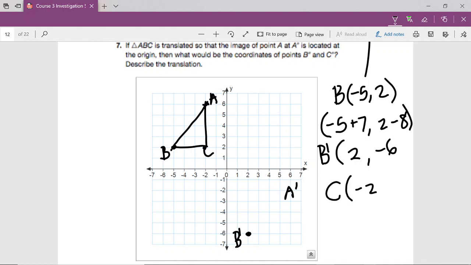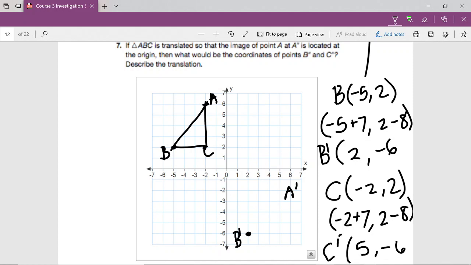All right, and then C prime, I'll do the same with the formula. C is at -2, 2, and when I use the formula, I get -2 plus 7 and 2 minus 8. So I get C prime at 5, -6. 5, and we are at -6. And here's my A value up here. And that triangle looks just like the same up there, but translated to the right 7 and down 8.